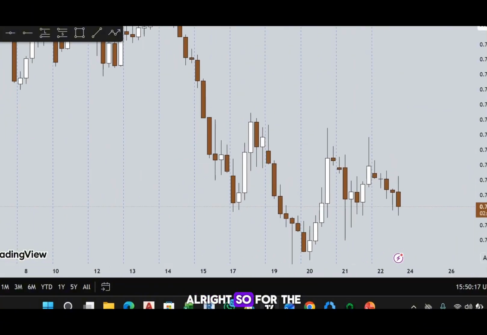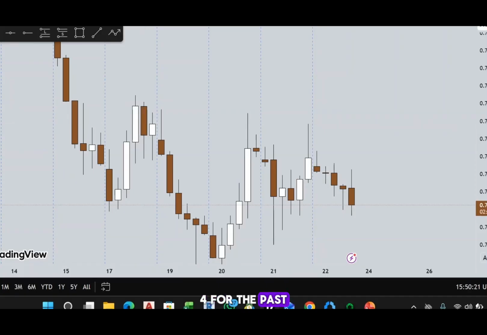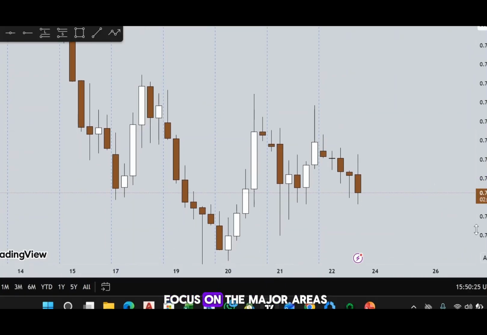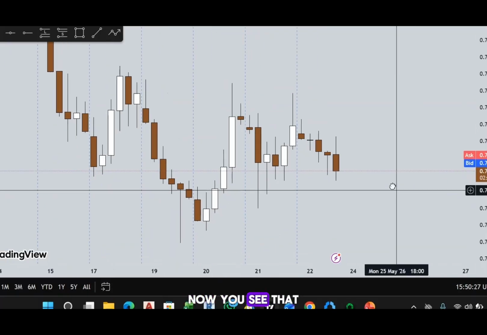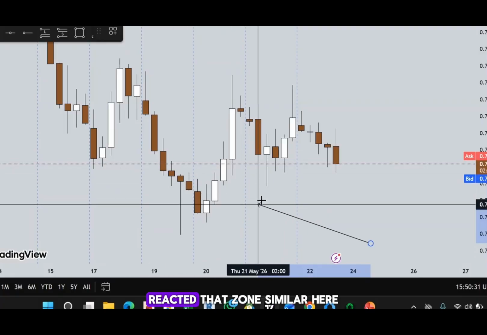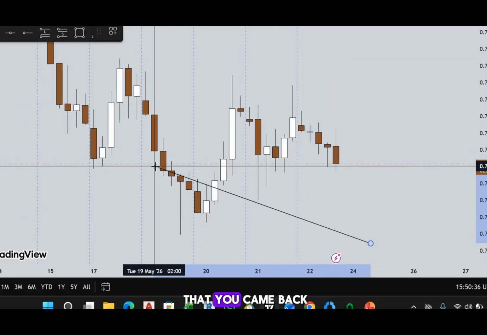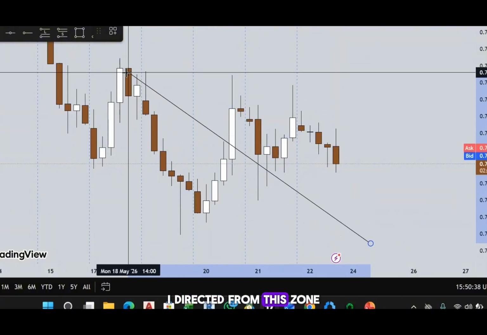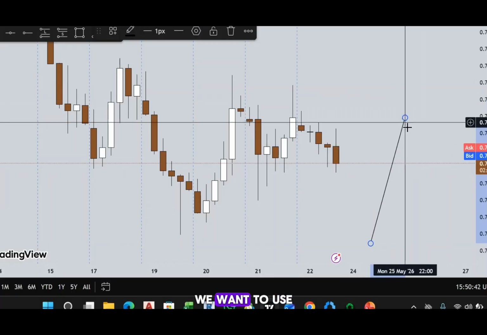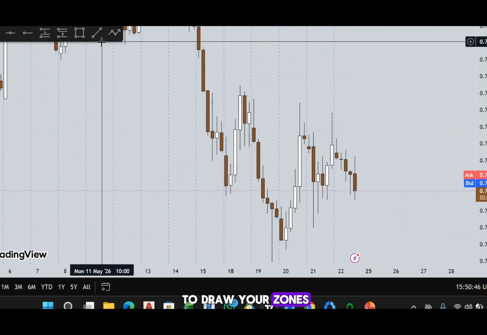All right, so for the past 4 days, this is what we've been doing. So you want to focus on the major areas. Now you see that price reacted from this zone, that zone, similar here. It's just that here it came back a bit, and I see that it reacted from this zone, something similar there, something similar here. So we want to use bodies and wicks to draw your zones.